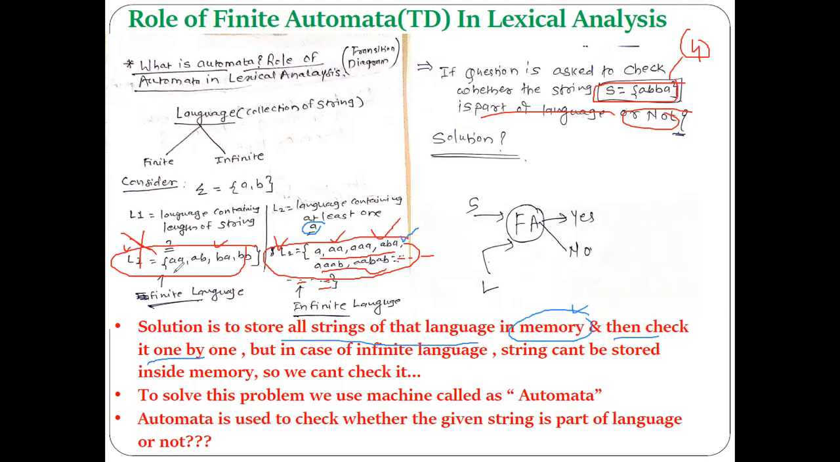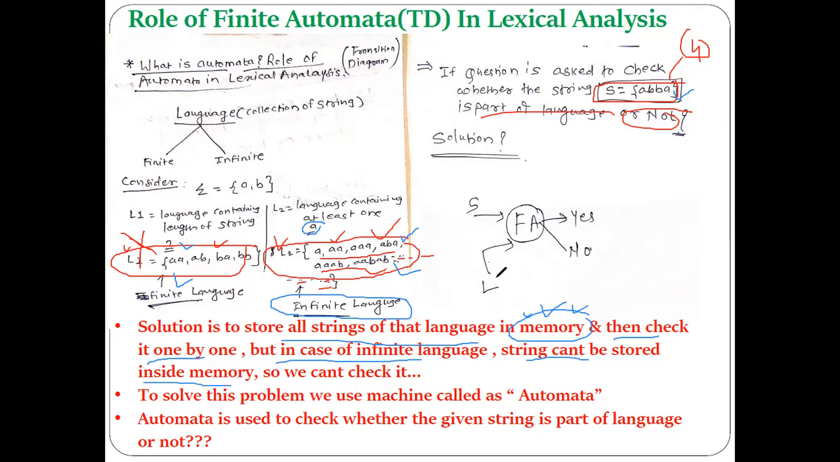But in the case of a finite language, if you store AA, AB, BA, BB in the memory and then check this string against whatever we have stored in the memory, you can easily check, and in less time we can get the answer that this string is not part of this language L1. But if you try to store all the possible combinations of strings in the memory in the case of the infinite language, it is not possible because memory is limited. That is the reason that in the case of the infinite language, strings cannot be stored inside the memory.